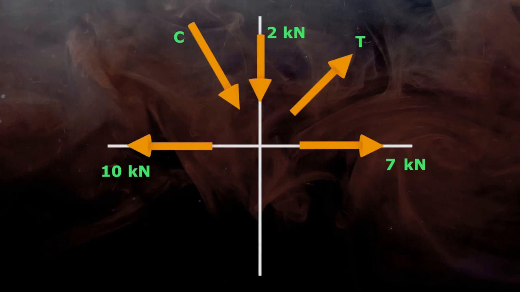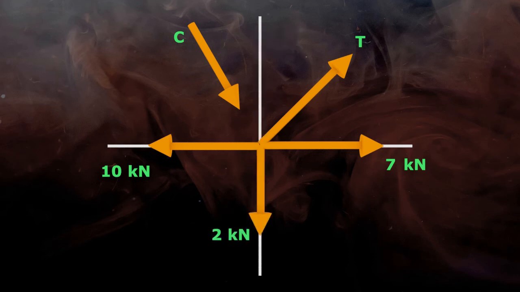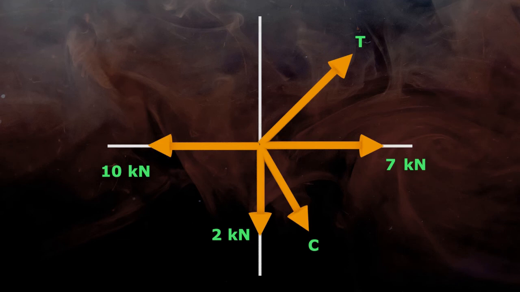Rearrange the forces so that the tails of all the forces meet at the center. For that, extend the lines of action of forces 10 kN, 7 kN and force T, and they are meeting at the center. Drag 2 kN force and force C in downward direction so that their direction, that is angle, is not changed and their tails are at center.